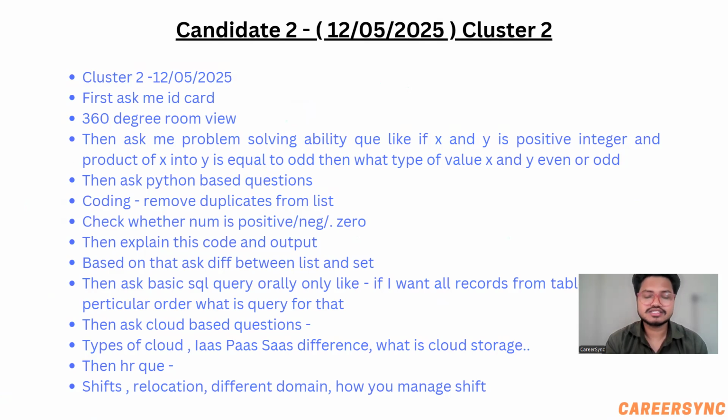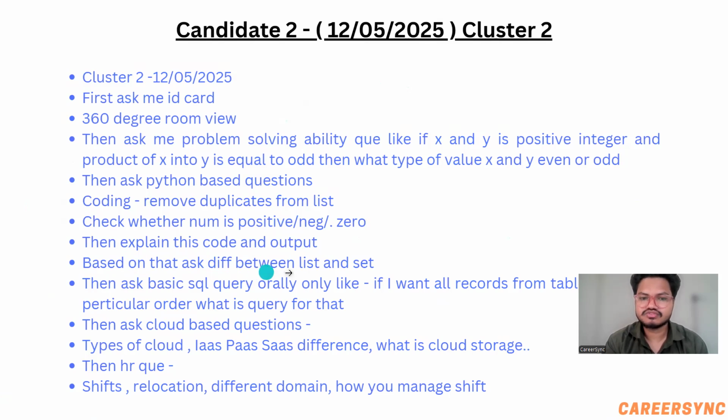Then they asked Python-based questions, like basic questions such as list and tuple. Coding: remove duplicates from a list, check whether a number is positive, negative, or zero. Then explain this code and output. Meaning after writing the code, you have to tell them what the logic is that you used. You have to explain everything.